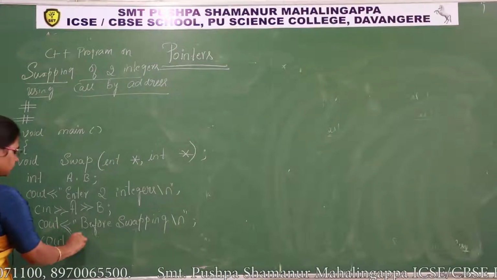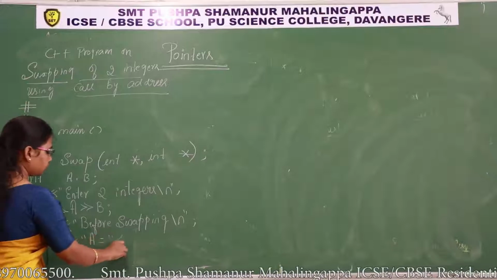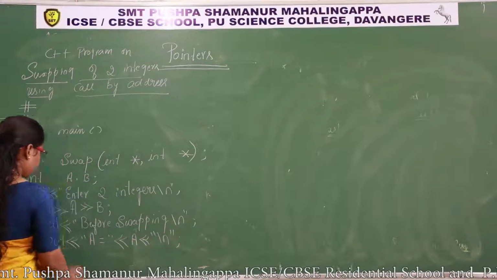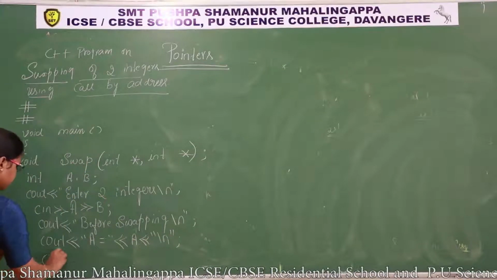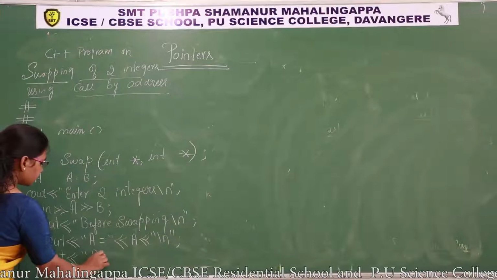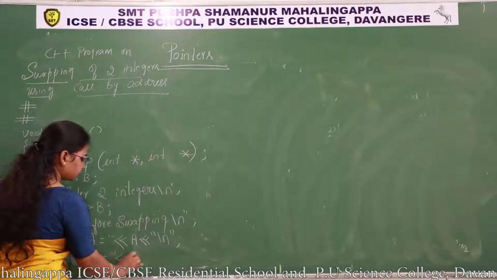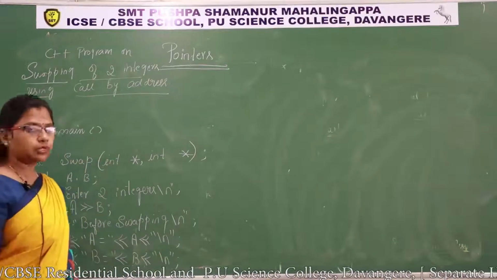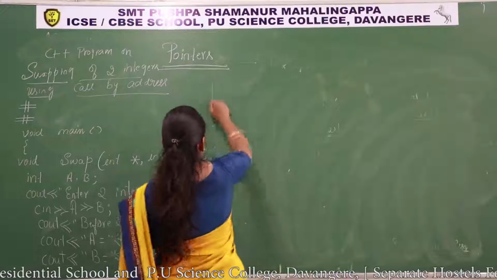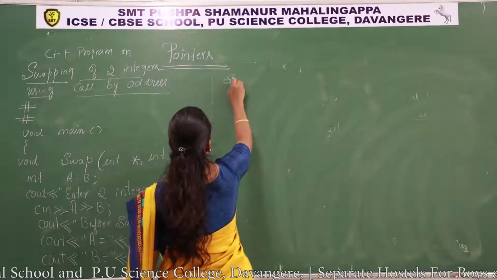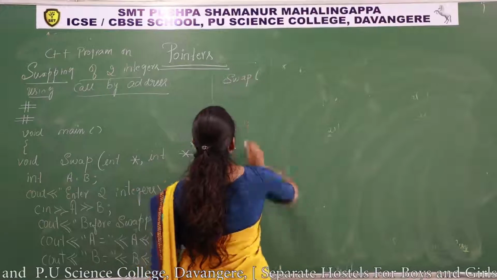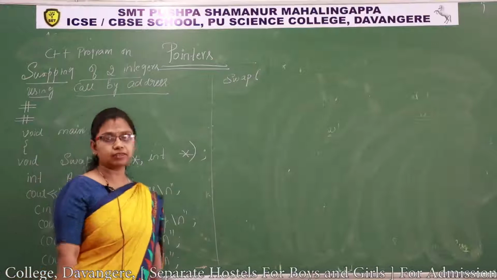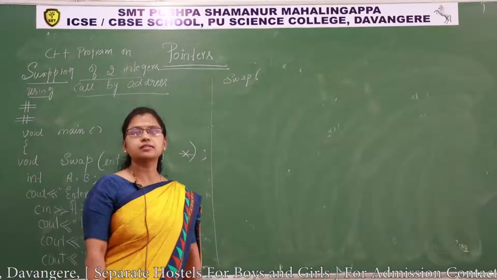cout insertion a is equal to a, insertion \n, cout insertion b is equal to b, \n. Now we have to call the function. The name of the function is swap. You all know how to call a function: function name, followed by the argument list within parentheses, then terminated by a semicolon.